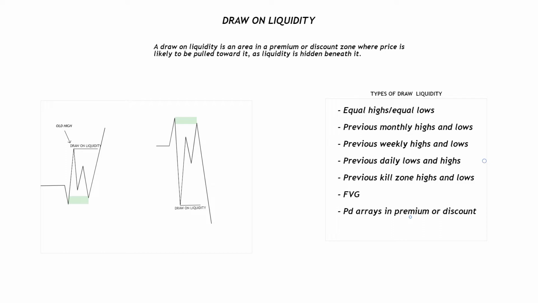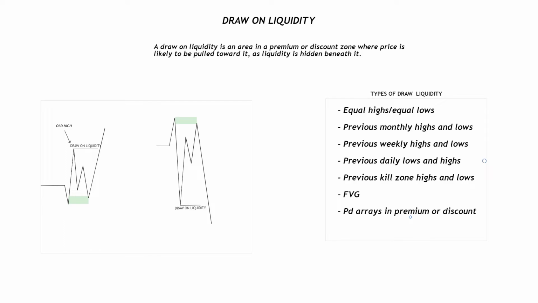We have previous monthly highs and lows. We have previous weekly highs and lows. We have previous daily lows and highs. We have previous kill zone highs and lows, and we also have fair value gaps. Fair value gaps are the magnets of the market. Price will always pull towards those zones. And also we have PD arrays in premium or discount zone. Those are the main types of draw on liquidity.